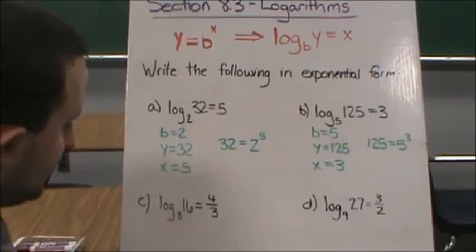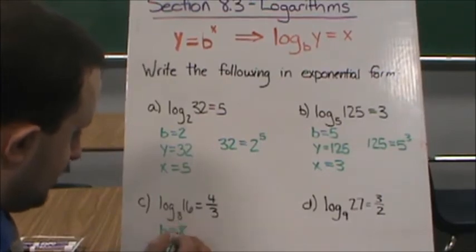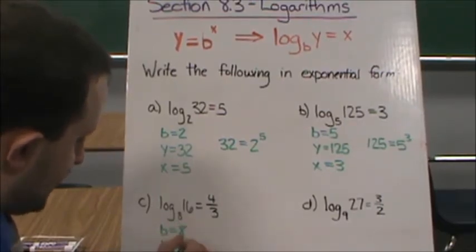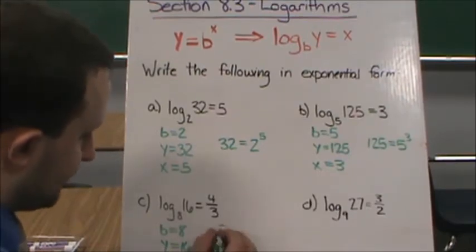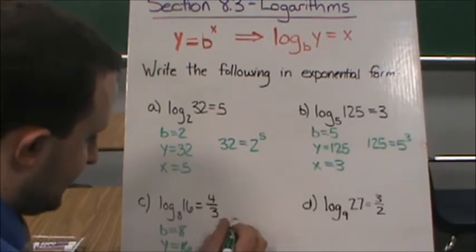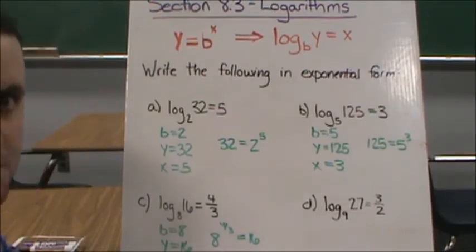So for part C, our base is 8, our y is 16, and our x is 4/3. So then we can write it in exponential form as 8 to the 4/3 equals 16.